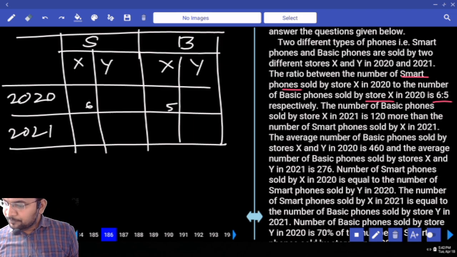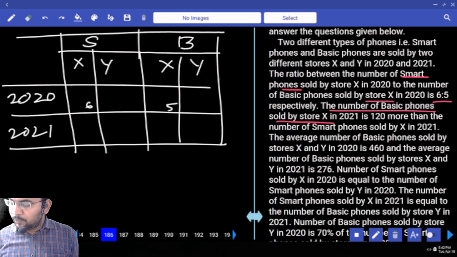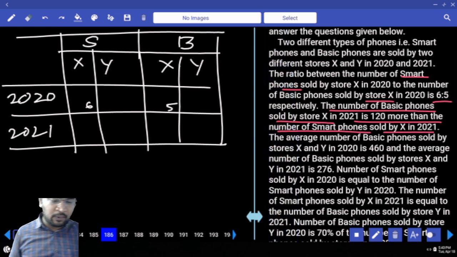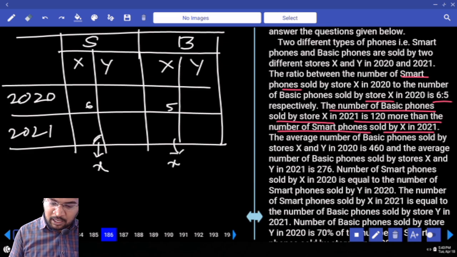Next, the number of basic phones sold by Store X in 2021 is 120 more than the number of smartphones sold by X in 2021. The smartphones sold by X in 2021, we don't know, so some X we are going to assume. Then basic phone sold by Store X is 120 more, which is nothing but X plus 120.